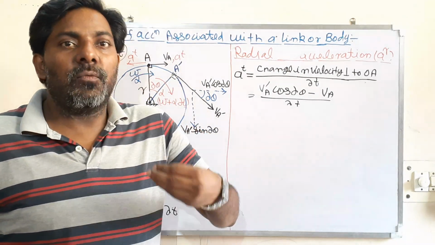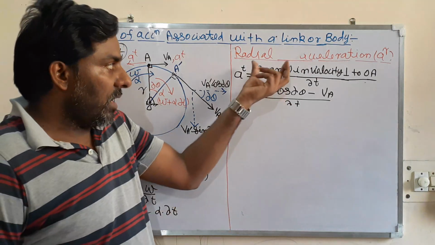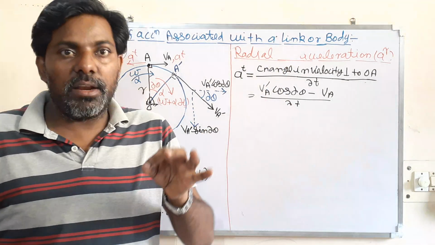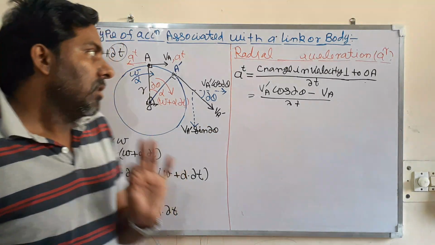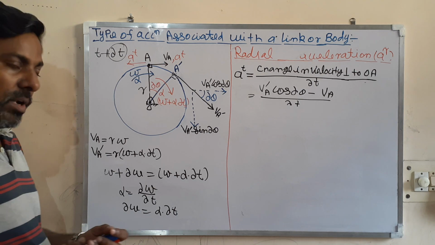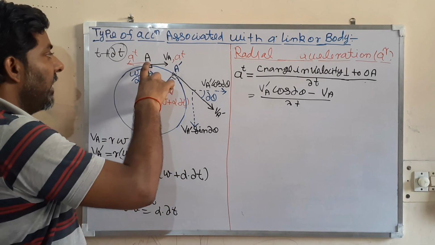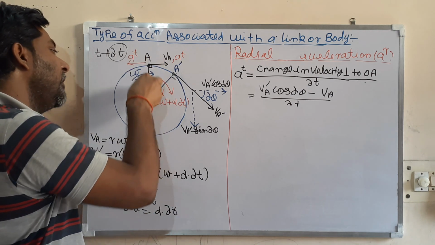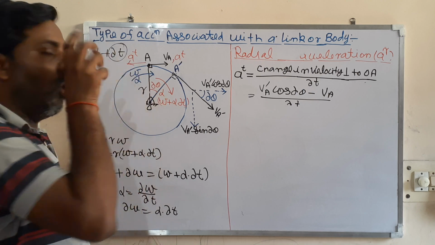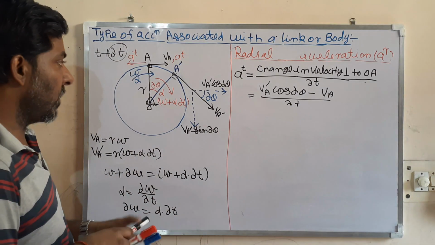So this is because of the change in direction of the velocity vector. So what is the radial acceleration? It is the acceleration due to change of direction of the velocity vector. Its direction is always towards the center of rotation. The link is rotating about this O, so its direction will always be from A to O. Radial acceleration is always toward the center of rotation.